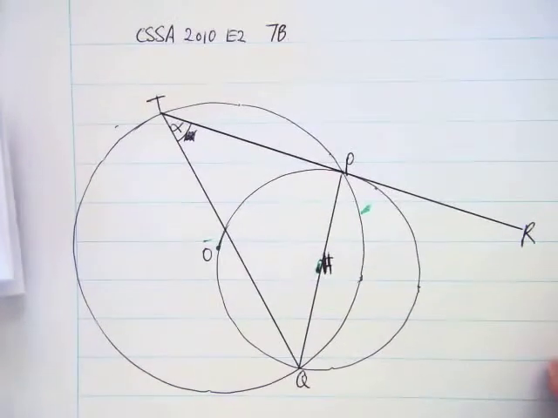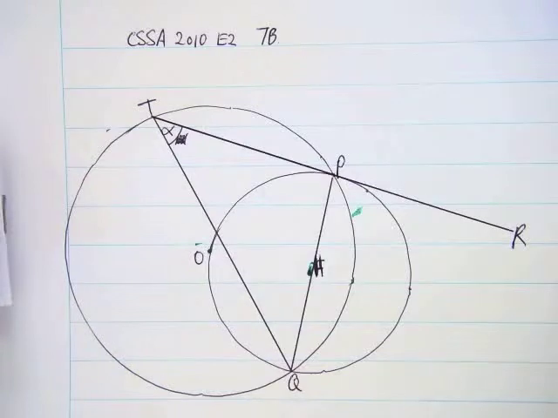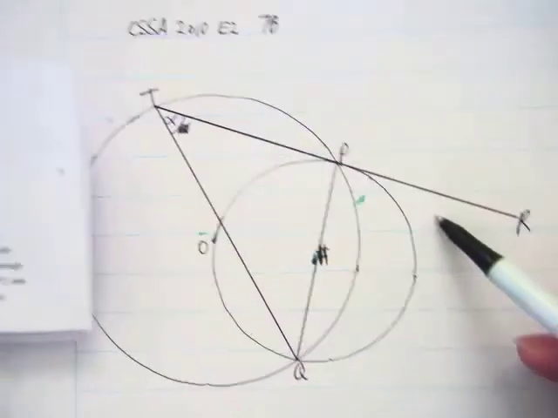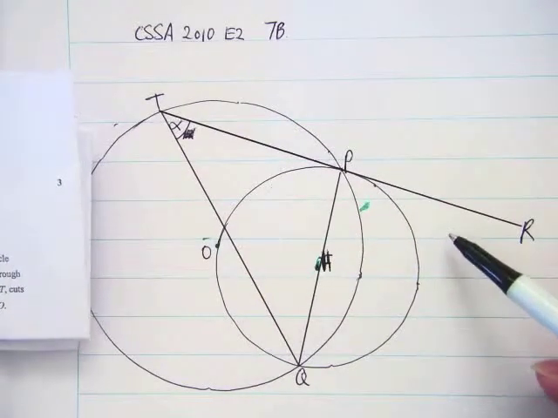Good afternoon. In this video, I'll be discussing the CSSA 2010 extension question 7b. In this question, we have a circle geometry question involving two circles.